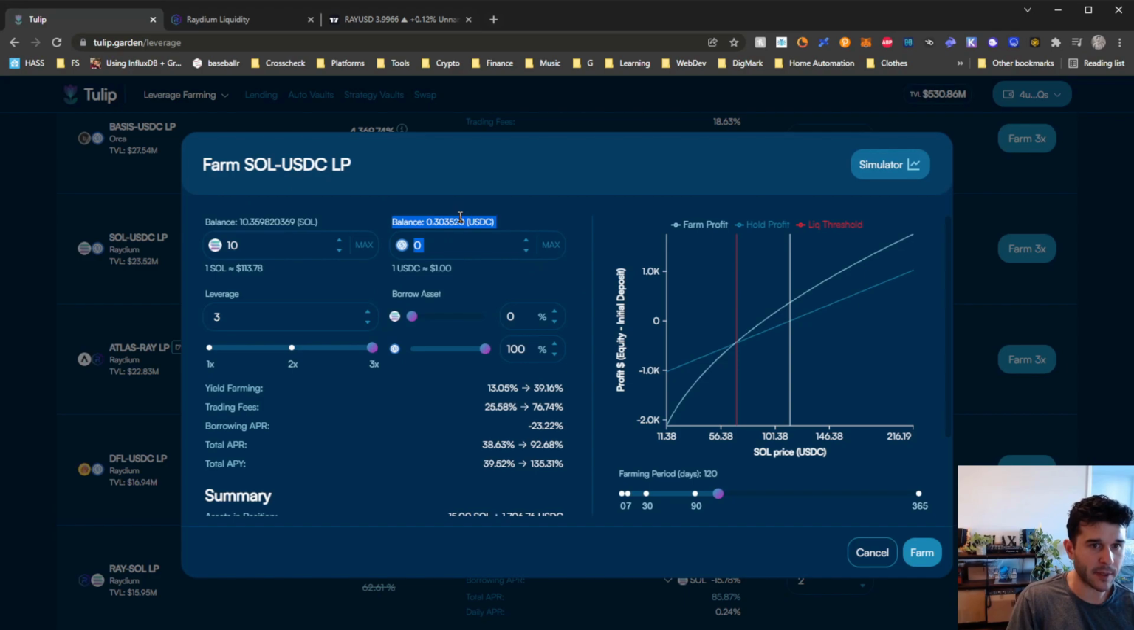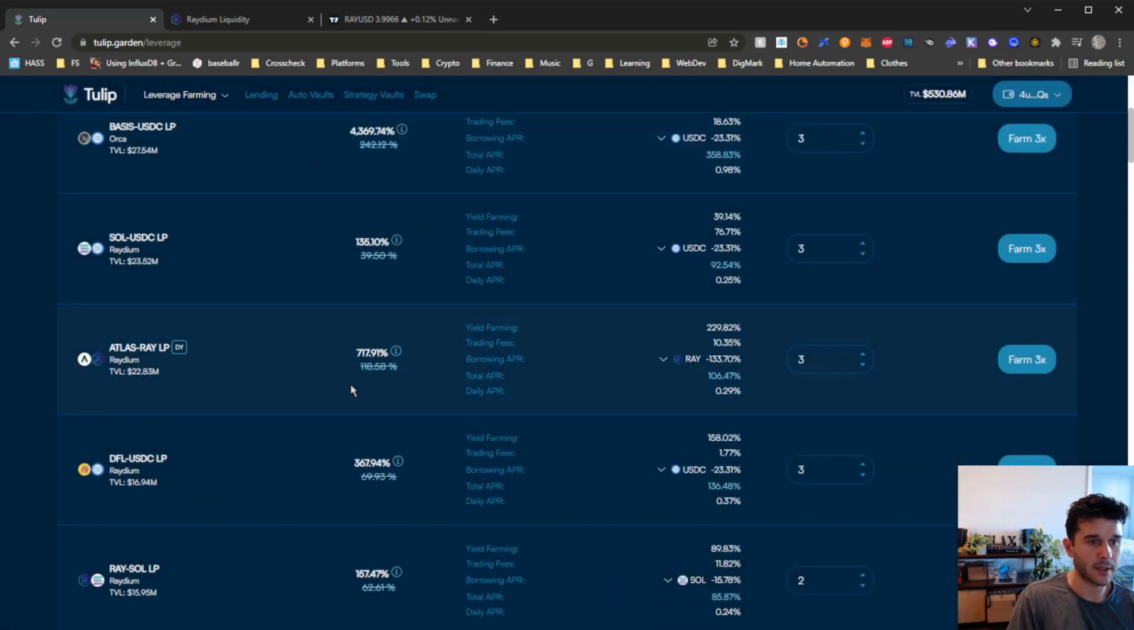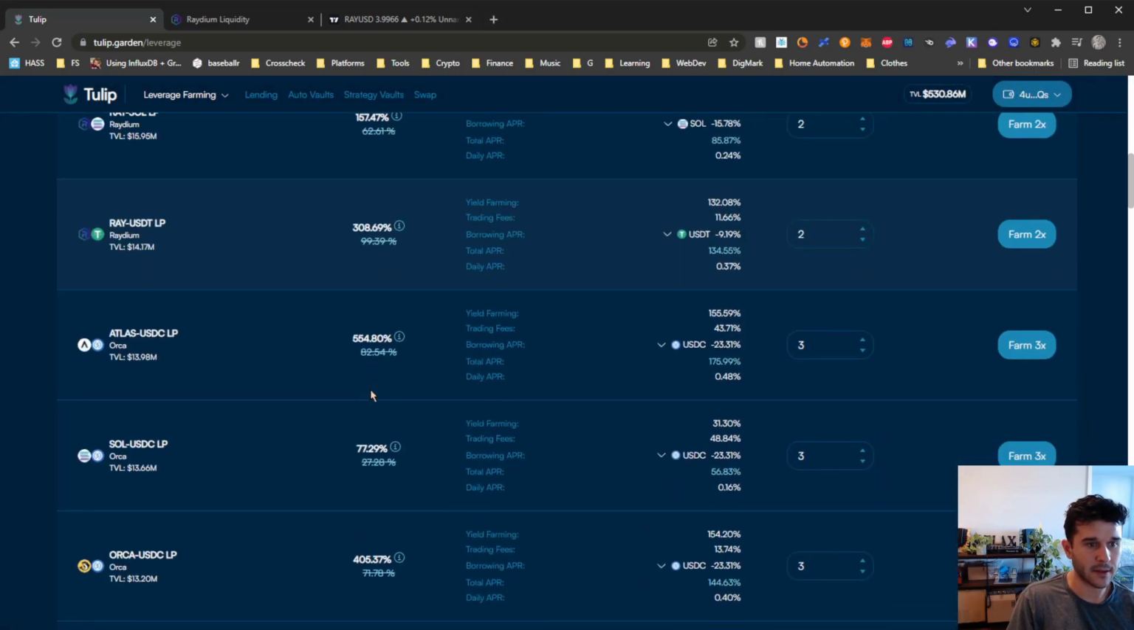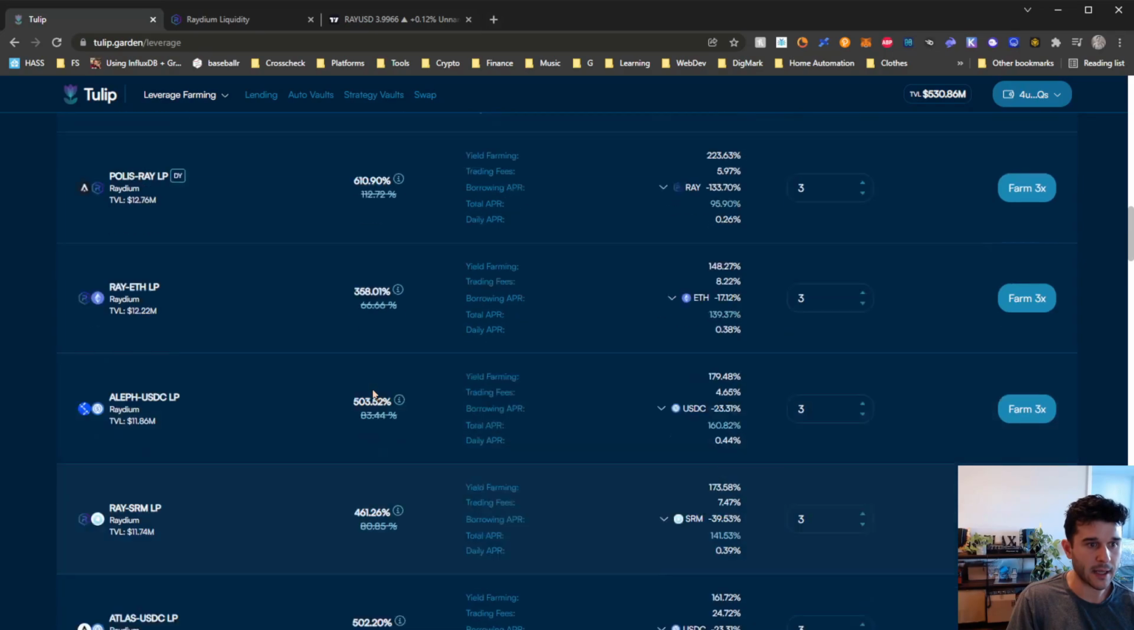These are generally safer because the only way that you can get liquidated is if SOL dumps, as opposed to the other asset going up, which can happen in a pair that we're going to look at right now. So let's look at Ray Serum.